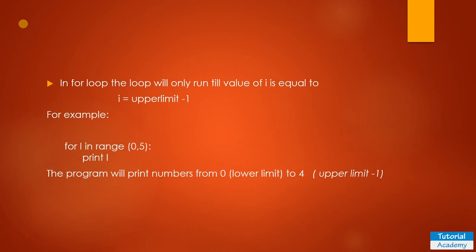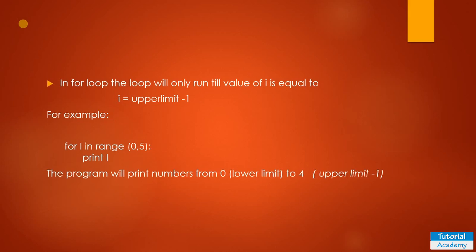So i is going to range from 0 to upper limit minus 1. In this case, upper limit is 5. So the value of i will range from 0 to 4 and it will print each value of i. So first it will print 0, then 1, then 2, then 3, then 4, and then it will stop. You could do the same thing by using 5 different print statements like print 0, print 1, print 2, print 3. But instead of that, by writing these 2 lines of code, you can do the same thing.